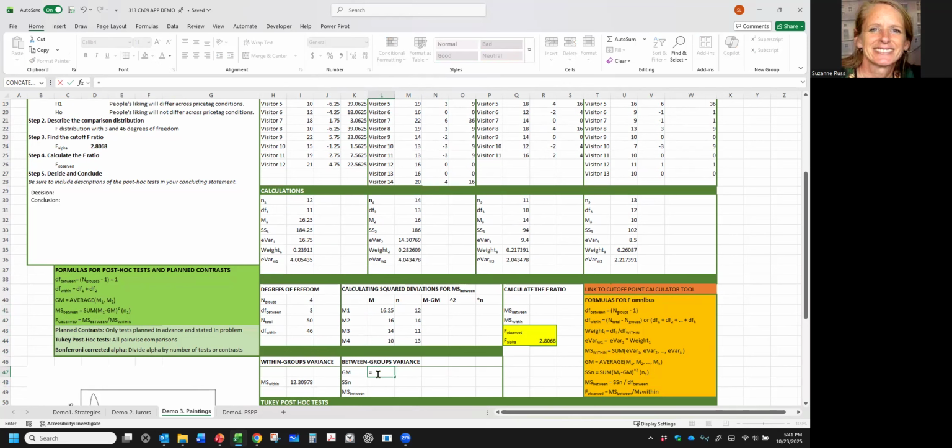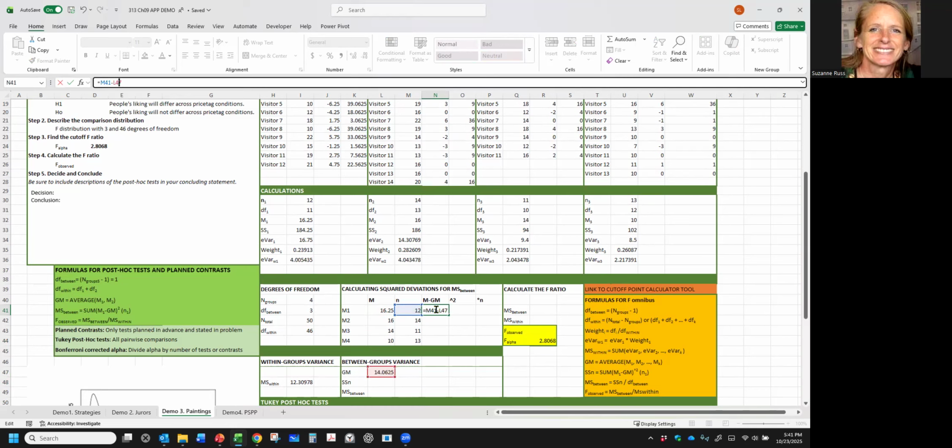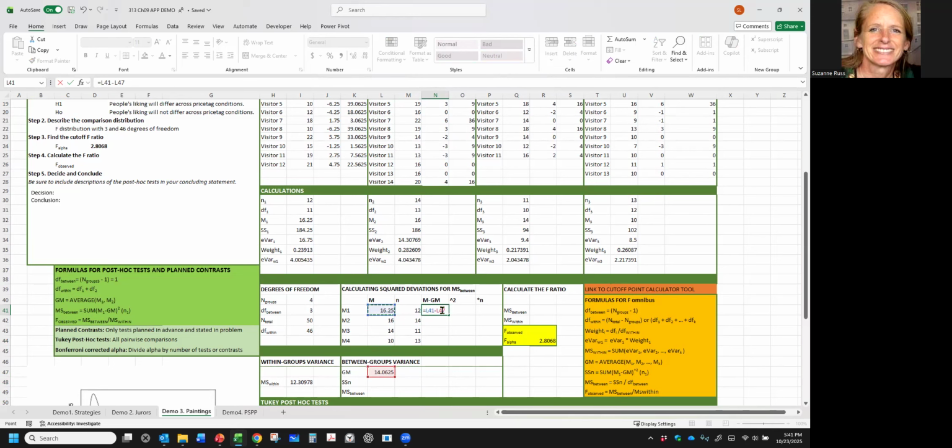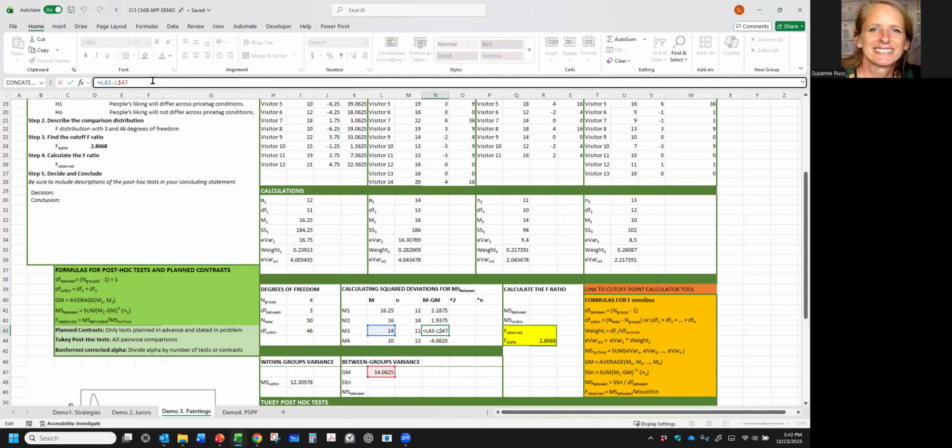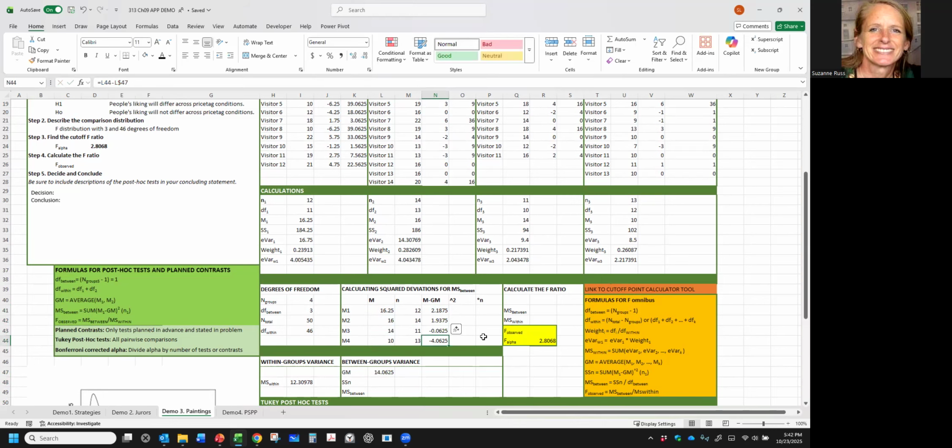Let's calculate our grand mean, which is just the average of these means. We can calculate our deviations, mean minus grand mean. And I just made that same mistake. I am so accustomed to going one cell over, mean minus grand mean. And we can put our dollar sign in here. Let's make sure we have it right. I think we have it right. Let's drag that down and see what happens and double check it. And it looks like mean minus grand mean works, so we're good.